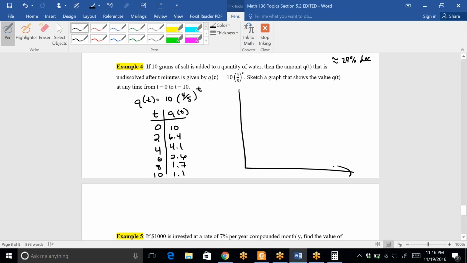So if we wanted to graph this, we would only need the first quadrant because it's all positive. So 0, 1, 2, 3, 4, 5, 6, 7, 8, 9, 10. There's my first point. 2 was at 6.4. 4 was at 4.1. And then 6 is at 2.6. And 8 is at 1.7. And 10 is at 1.1. So notice it's a very slow decline, and I cannot draw with this tablet pen, but it is declining and decaying.